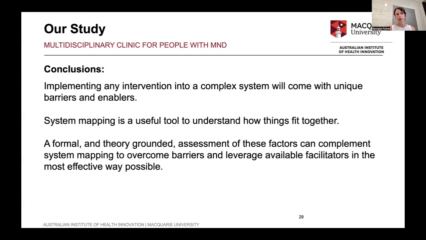So in conclusion, implementing any intervention into a complex system will come with unique barriers and enablers. And if we can first map the system and understand how things fit together, then that can help us get a picture of what's going on. But a formal and theory-grounded assessment of factors can complement system mapping to overcome barriers and leverage available facilitators in the most effective way possible, to encourage behaviours that we'd like to improve healthcare for our target populations.